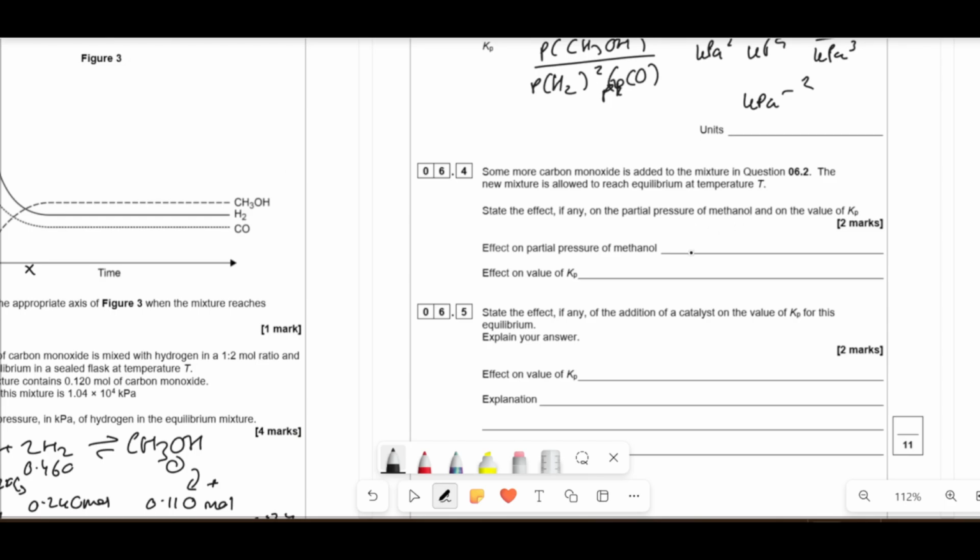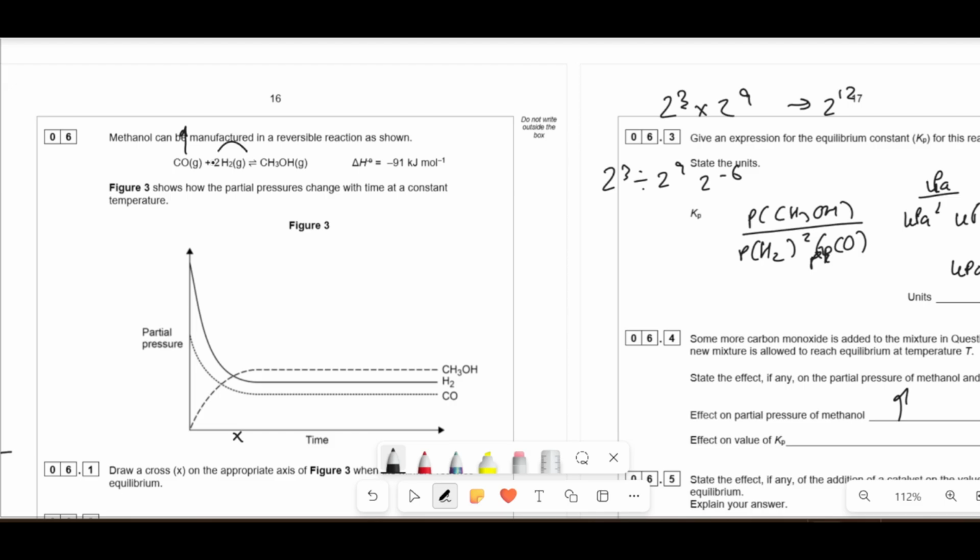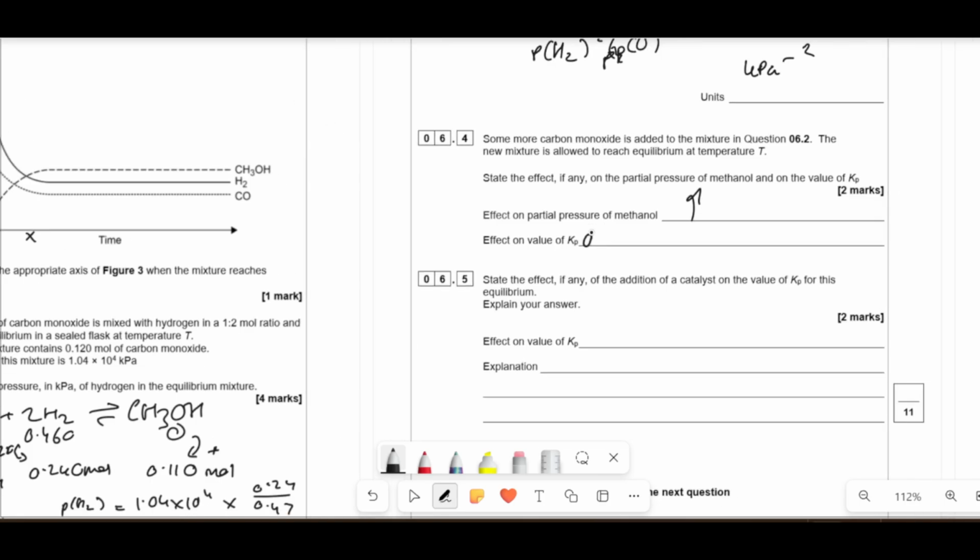So the partial pressure of methanol increases. However, this will go down, this will go up. Sorry, this will go up, but then go down, this will go down, this will level out, this will go up, so it all levels out, so Kp does not change.